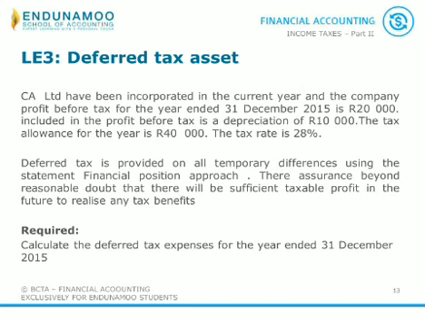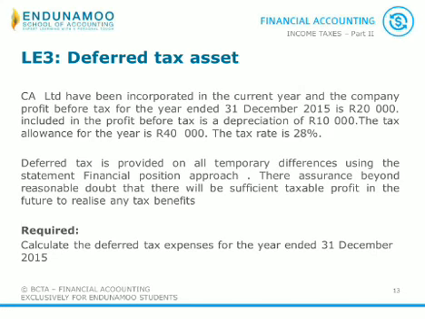Okay, so example 3. CA Limited have been incorporated in the current year and the company's profit before tax for the period ended 31 December 2015 is 20,000 Rand. Included in the profit before tax is a depreciation of 10,000 Rand. The tax allowance for the year is 40,000 Rand. And of course, the tax rate is 28%.